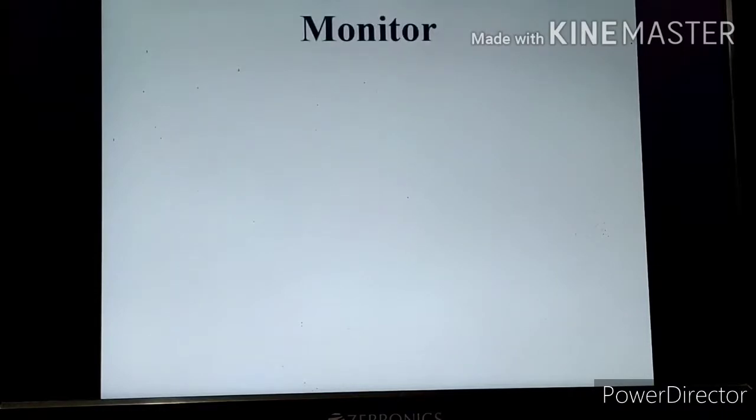Monitor. This is a monitor figure. A monitor is the most common output device of a computer. It looks like a TV screen. What you see on the screen is a reflection of what is happening inside the computer and your program.